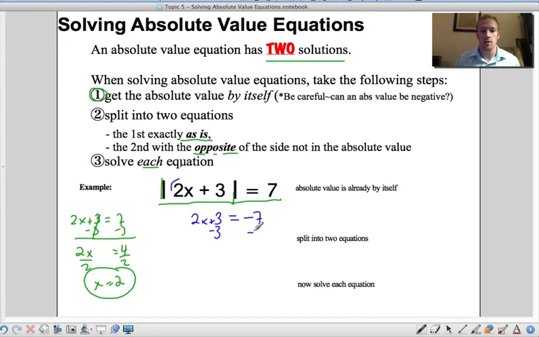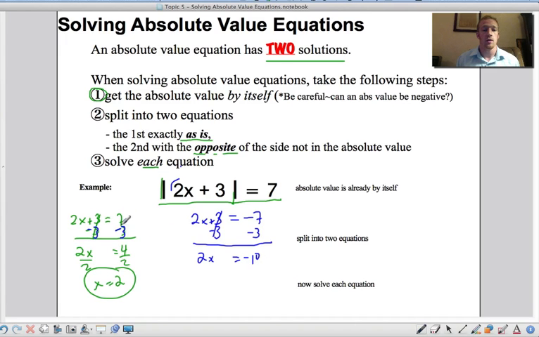now notice I do the exact same steps. So I have minus 3, and that gives me 2x equals negative 10. So notice I did a minus 3 here for my first step, and I did minus 3 here. Because this left side is always the same, you're always going to do the same steps. Because the right side is always opposite, you're going to get different results on the other side.